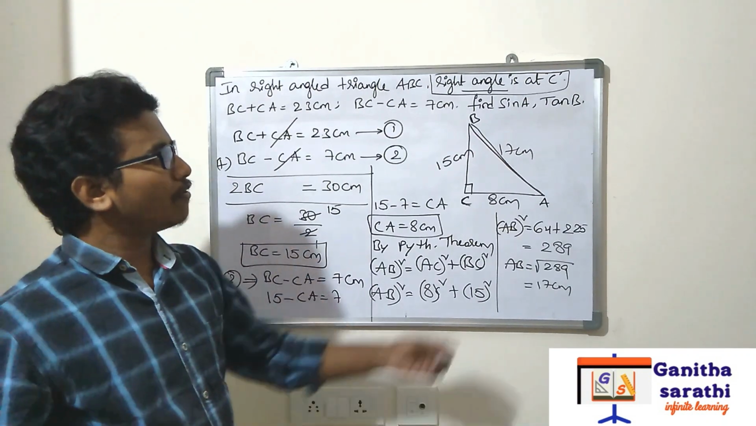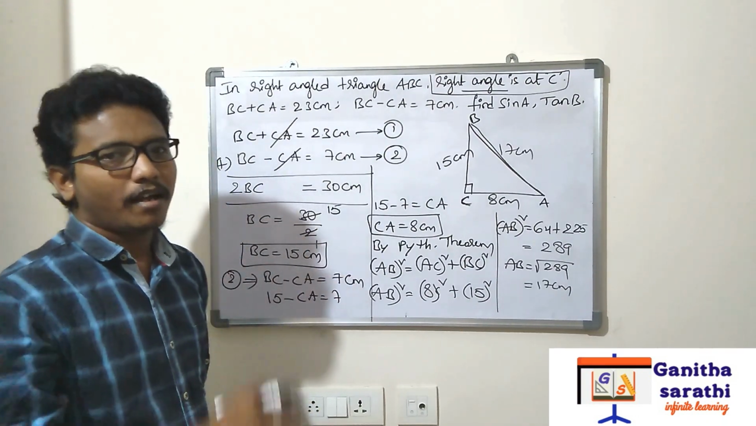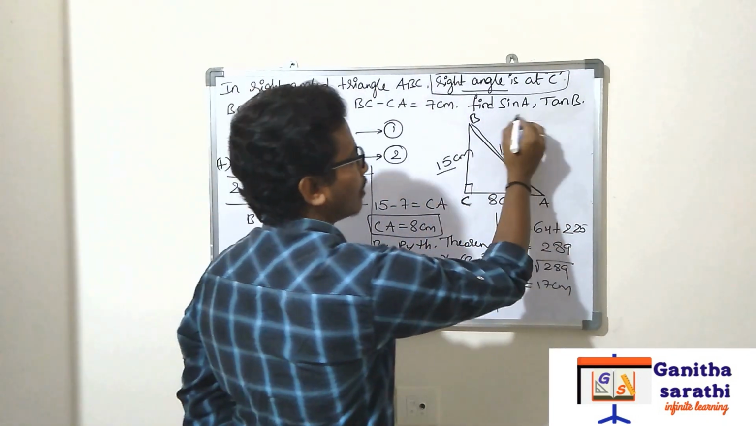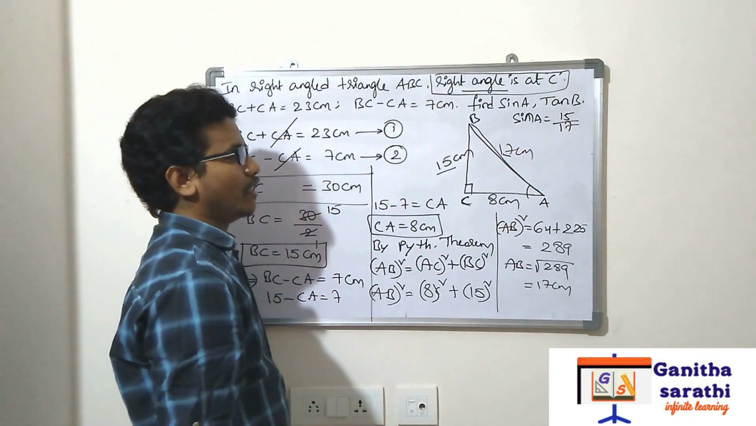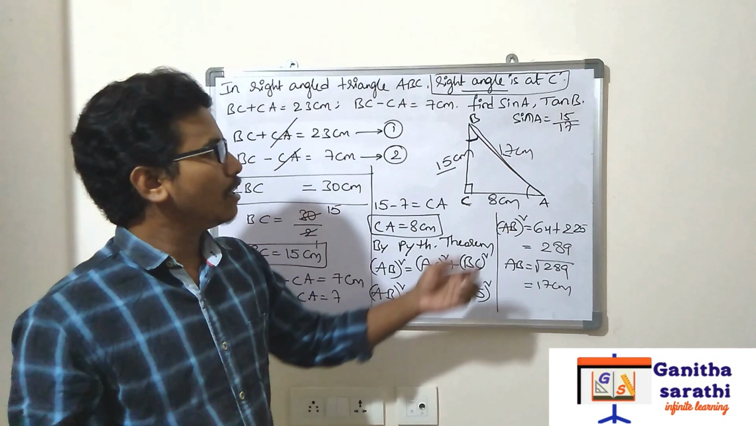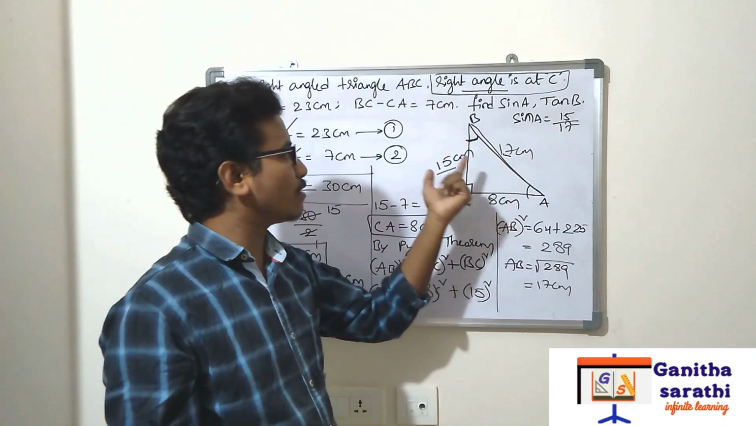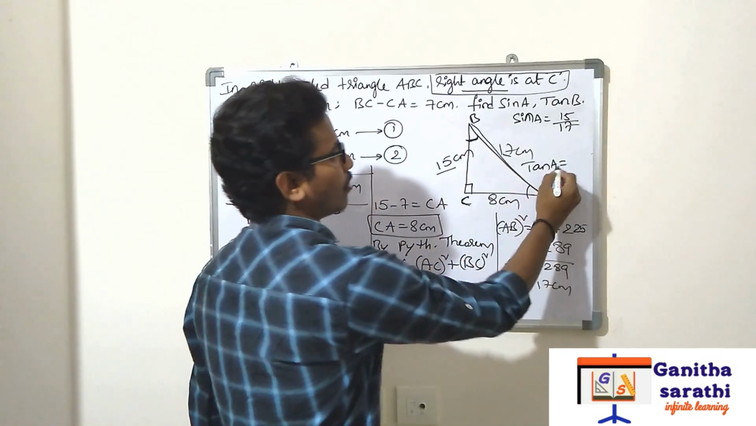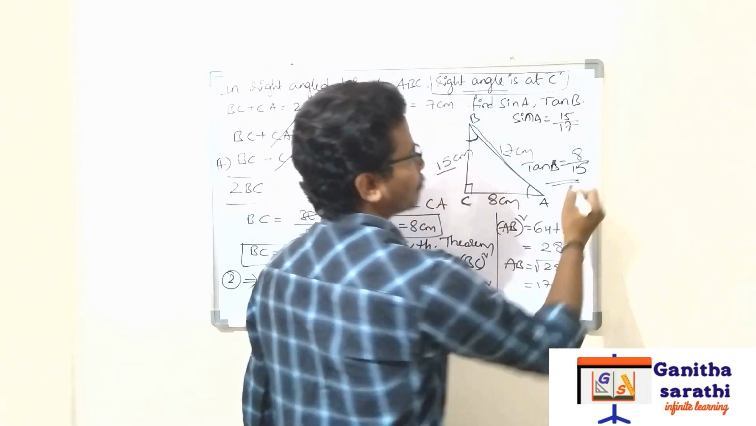So now what do we have to find? Sin A. What is the formula of sine? Opposite side by hypotenuse. For A, the opposite side is 15 and the hypotenuse is 17. So sin A is equal to 15 by 17. Next, tan B. The angle is at B. What is the tan formula? Opposite side by adjacent side. The opposite side here is 8 centimeters and the adjacent side is 15 centimeters. So tan B is equal to opposite side by adjacent side, which is 8 by 15.